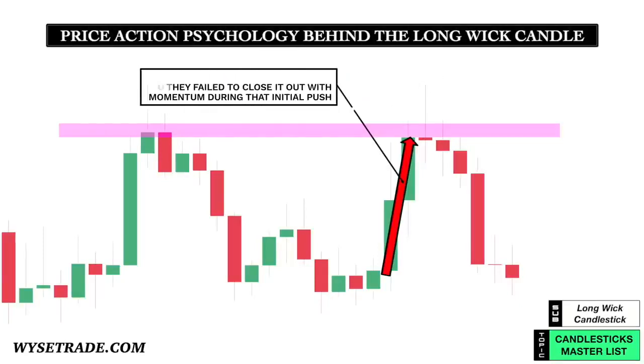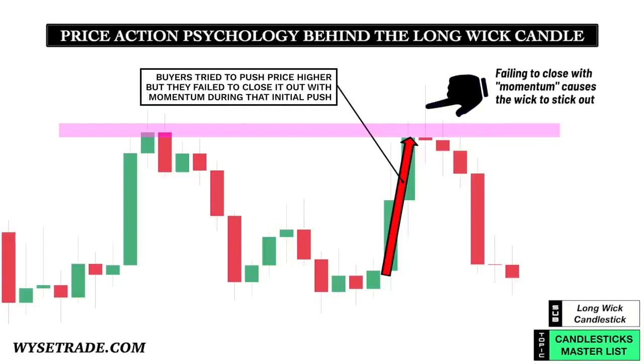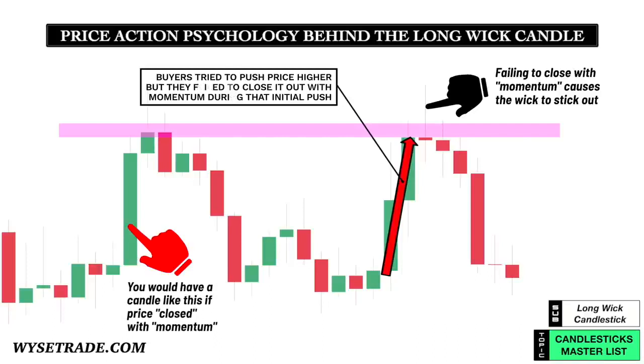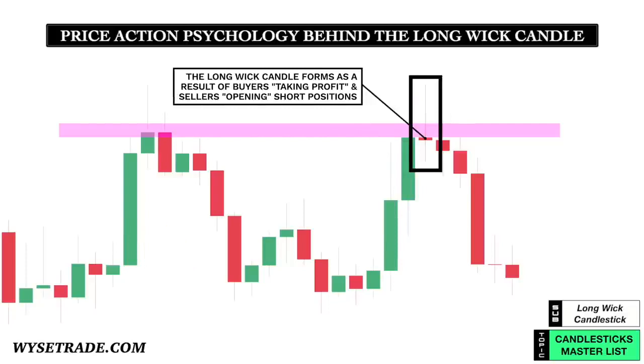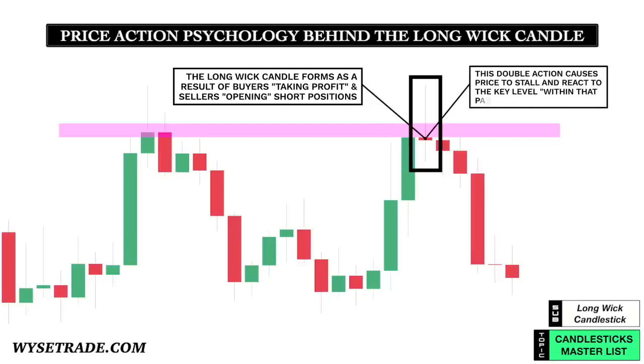Buyers tried to push price higher, but they failed to close it out with momentum during that initial push, causing the wick to stick out. If they closed with momentum, then the candle should have looked like this, which is a momentum candle. The long wick candle forms through a combination of buyers taking profit at the key level, as well as sellers stepping in and opening new short positions at the level. This double action of buyers closing long positions and sellers opening short positions causes price to stall and react to the key level within that particular moment in time.